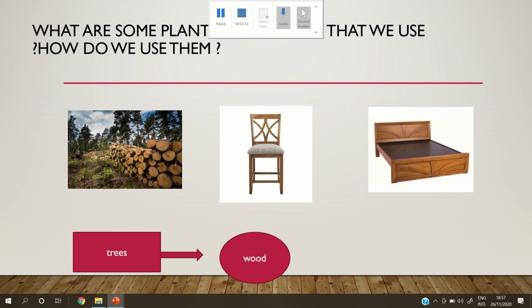Okay, what natural resource comes from a plant? Look, the wood comes from the plant. We can make chairs, beds, and doors from this wood. When I ask you what natural resource comes from a plant, is it the meat or wood? Yes, grade 1, excellent. It is the wood.